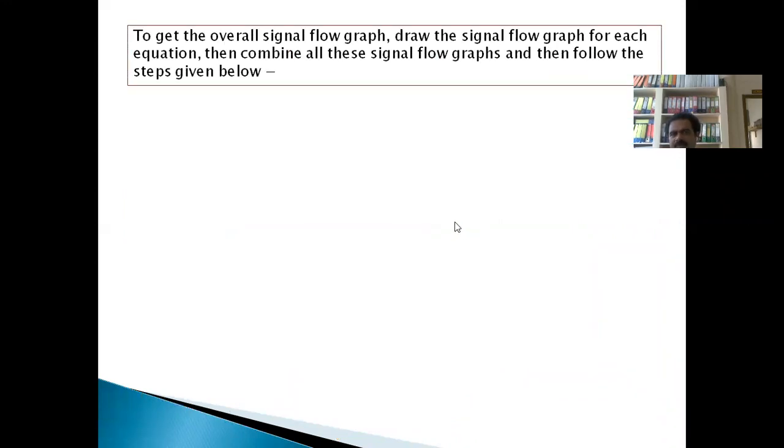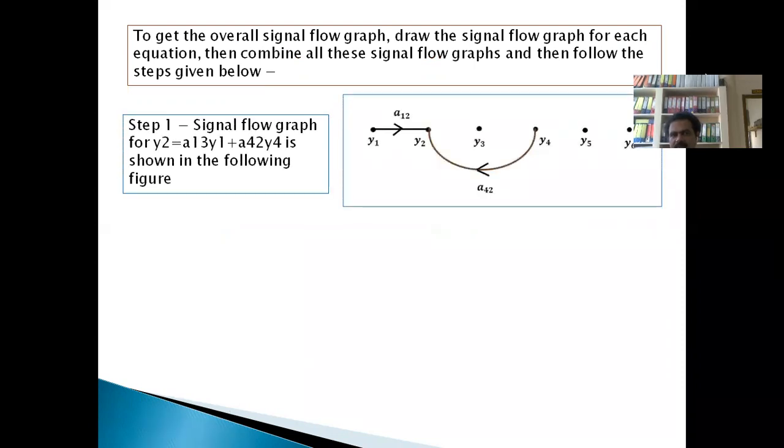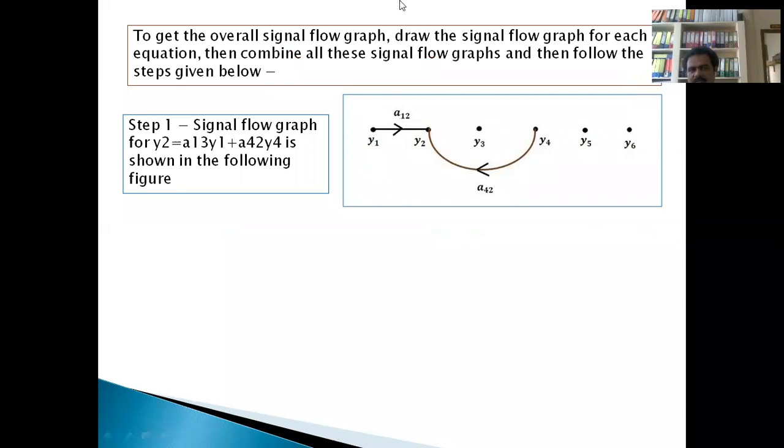Okay. Just let us see the same. To get the signal flow graph, draw the signal flow graph for each equation. Then combine all the signal flow graphs, and we will get the entire signal flow graph for the entire system. Step 1, the signal flow graph: Y2 is equal to A12 into Y1 plus A42 into Y4. So here I have represented the same thing. This is Y2. So Y2 is just Y1 multiplied with A12 plus Y4 multiplied with A42. That is the signal flow graph for the first equation.